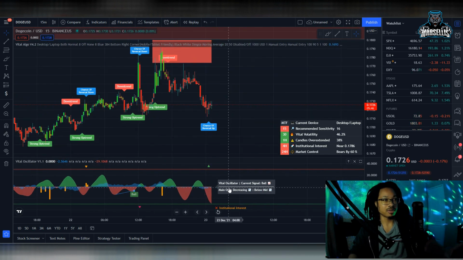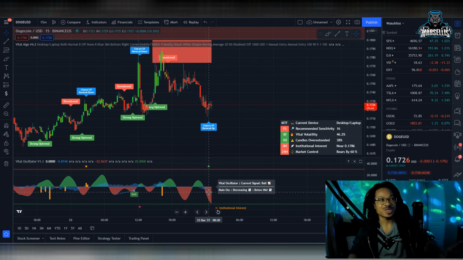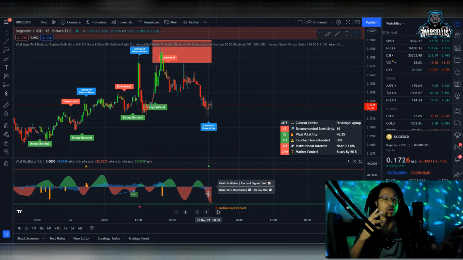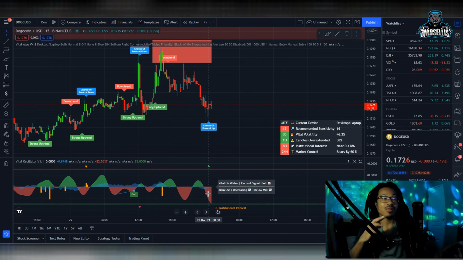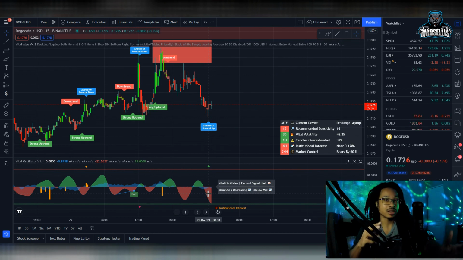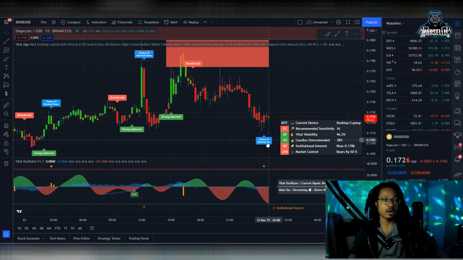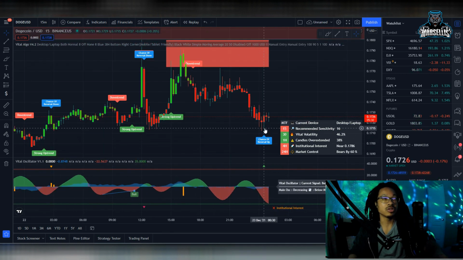So I do want to mention a few other things. Over here, you can see this red area down here. This red area is on our oscillator, and it shows that we have a lot of selling going on. What you just now saw is this blue area here that just now popped up, and it literally just now came up.